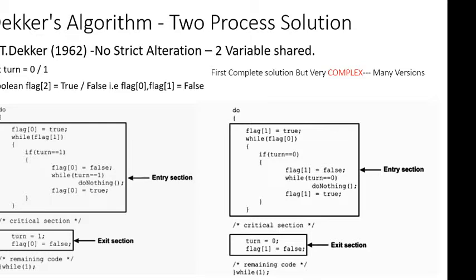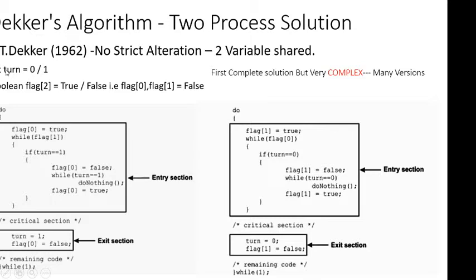Now Dekker was a mathematician, and this was in 1962. People claim that this is one of the first fully complete algorithms for synchronization using a software approach. Dekker made the first fully functional software-approach algorithm in 1962, because in strict alteration there is no progress. So now in this he said, look, we're going to have two variables.